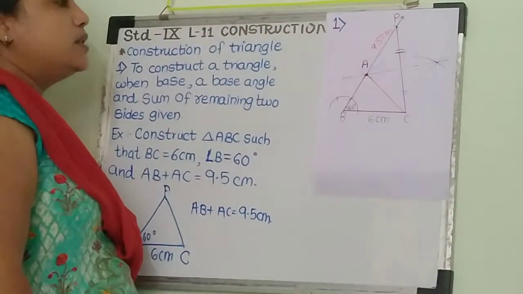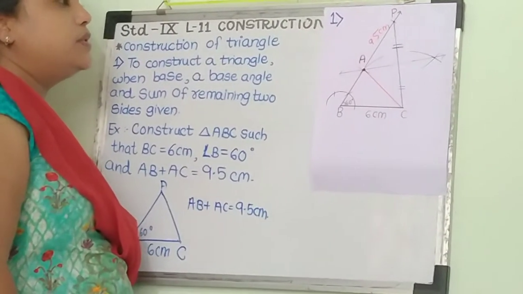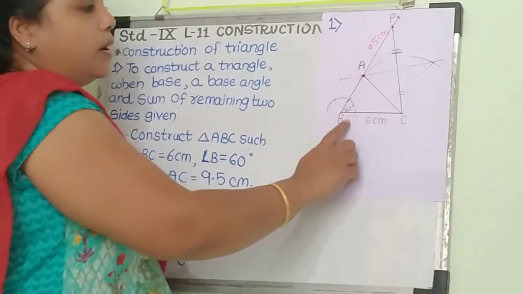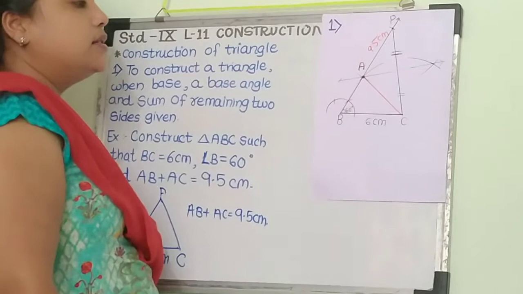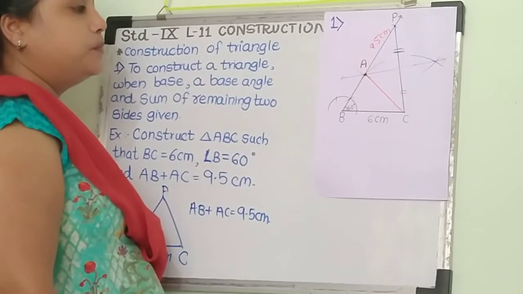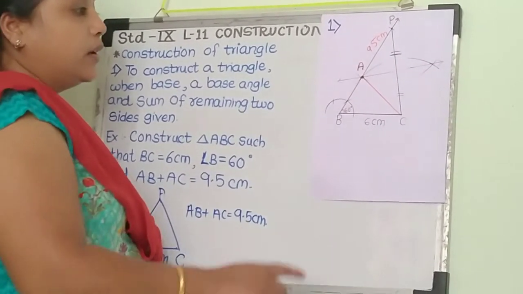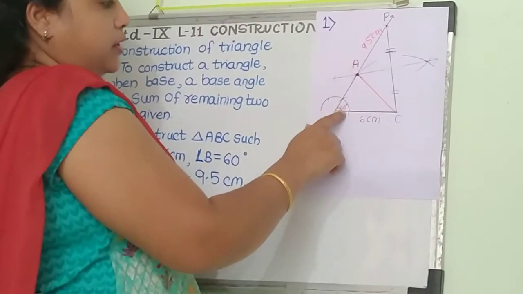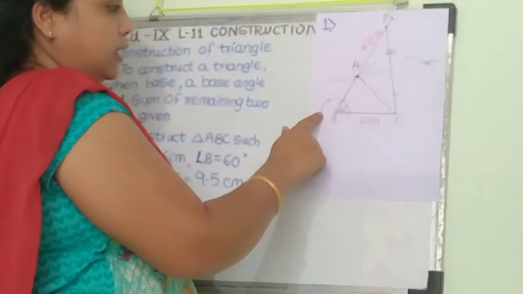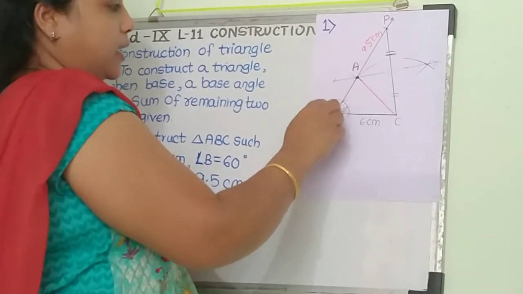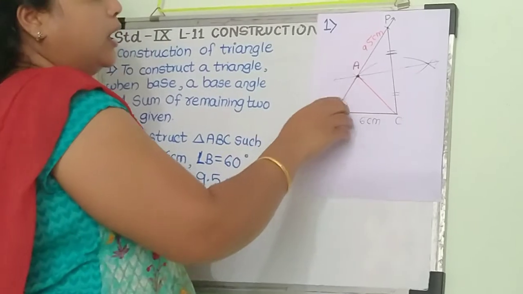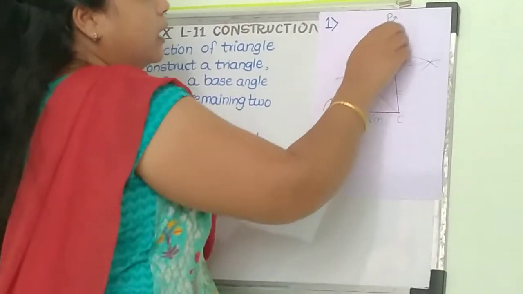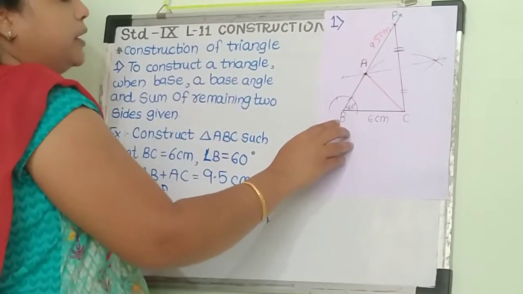So first I will give the steps. You draw the construction. First draw BC of length 6 centimeter. Then you draw the angle 60 degree. For 60 degree you draw the semicircle. With the same measure you mark the arc on that semicircle. The first arc is of 60 degree. So draw the ray passing through the point B.